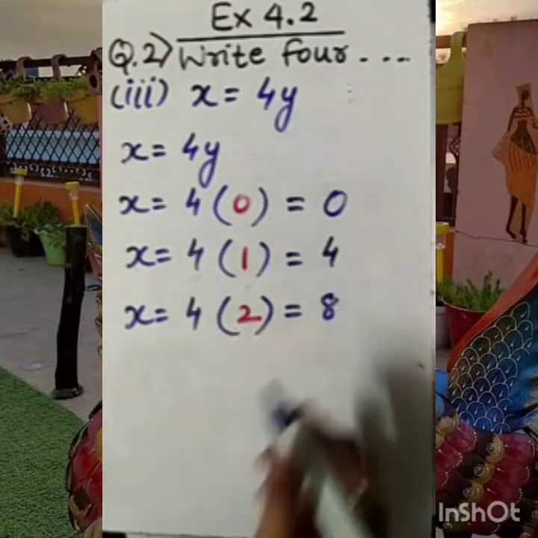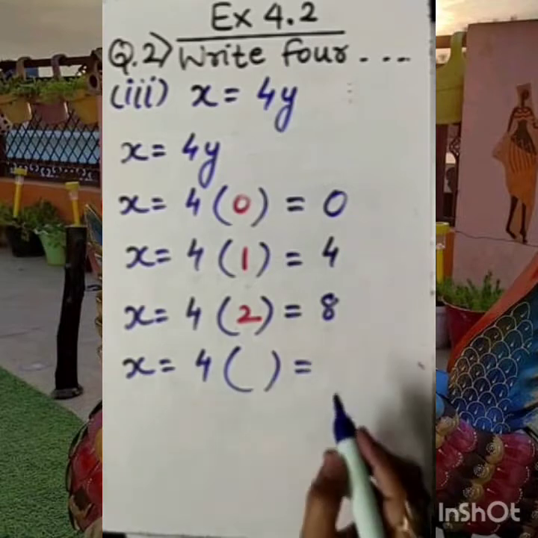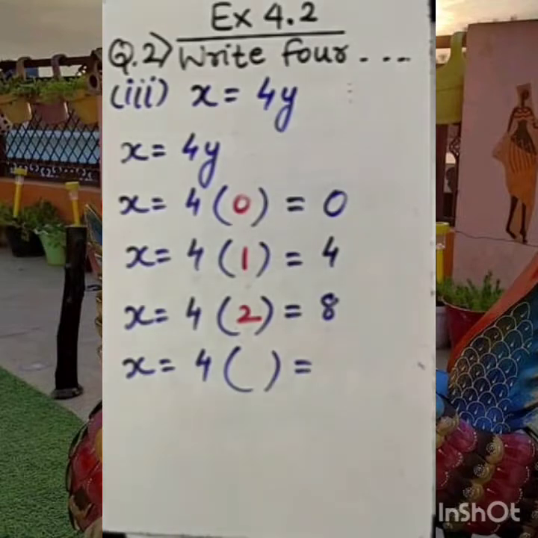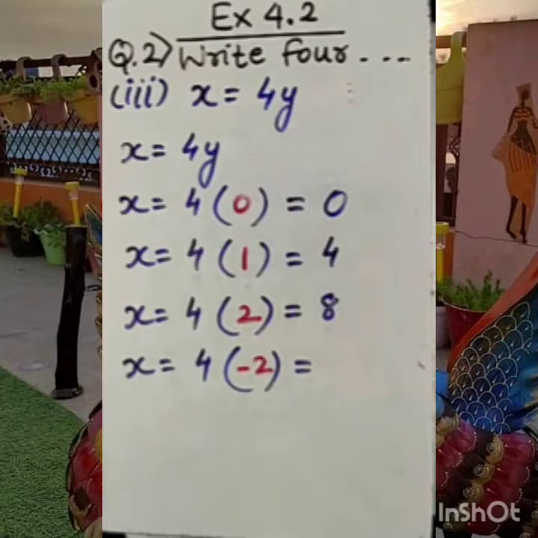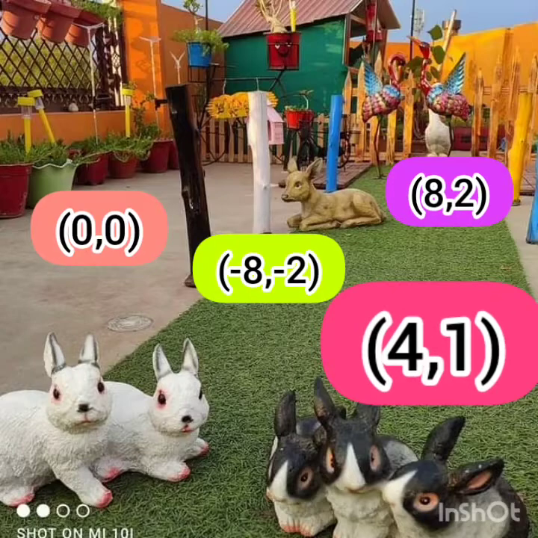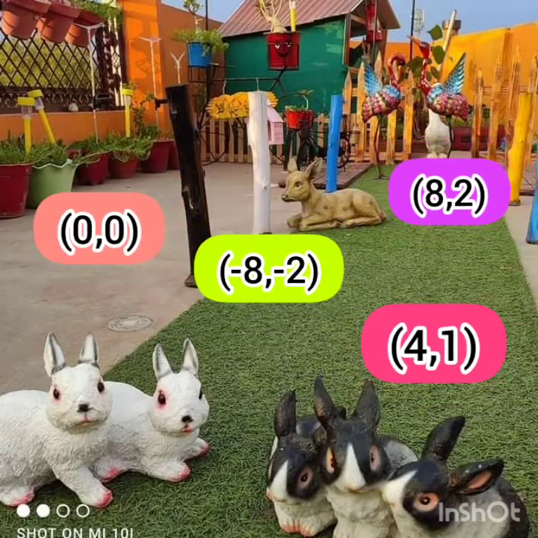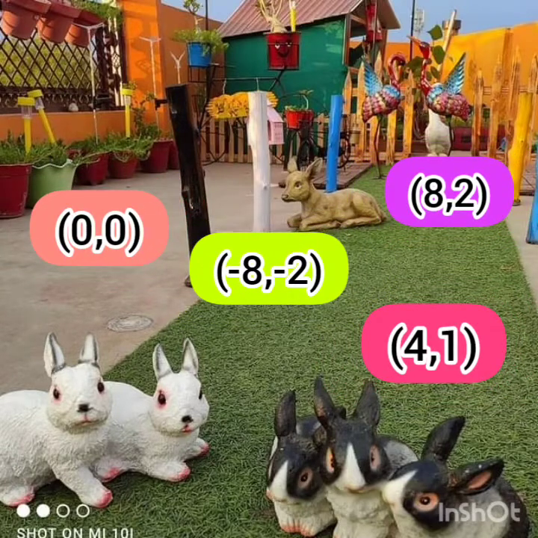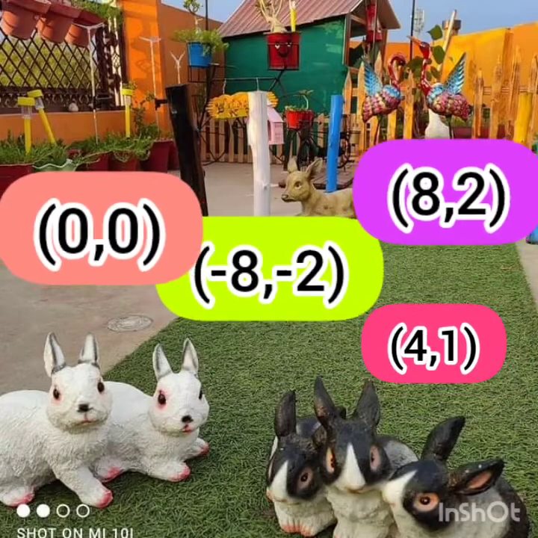Now let's take one negative value also, okay? So if I choose one negative value, suppose I am moving with -2. I am choosing -2, then 4 into 2 is 8, and because of this minus, it will be -8. Okay, so four solutions of the linear equation are (0, 0), (-8, -2), (8, 2), and (4, 1).